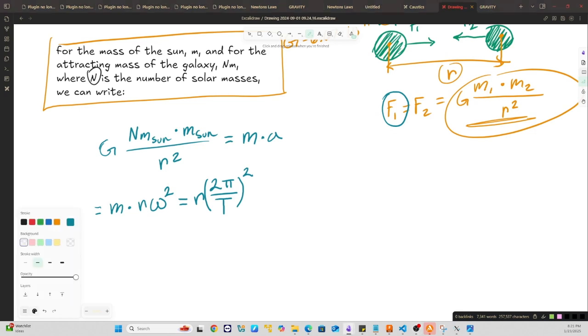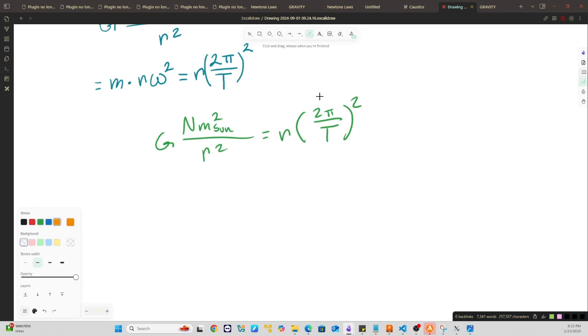Okay, so let's rewrite this a little bit more clearly. So we have our gravitational constant times m, mass of the sun, and I can go ahead and say squared because we're just multiplying by two of those, over our radius squared. And that is equal to the radius times 2 pi over t, squared. Okay, so this is our equation that we need to solve for n here. So let's go ahead and do that. Okay, so I'll start by multiplying the radius squared by both sides. And so I'll be left with gravitational constant times n, mass of the sun squared. All right, and then I multiply that by both sides, so we'll have r cubed here.